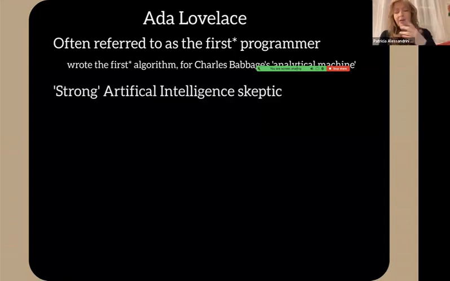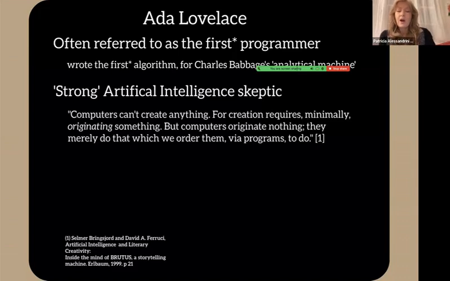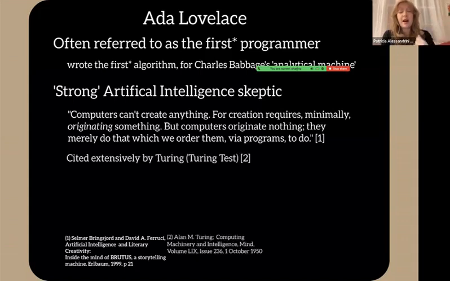So in a sense, she was a strong artificial intelligence skeptic, strong meaning independence, consciousness, and so on. As she said, computers can't create anything, for creation requires minimally originating something. But computers originate nothing. They merely do that which we order them via programs to do. We can discuss these issues more maybe in the discussion after my presentation. I'm curious what other people think of her theories at the time.